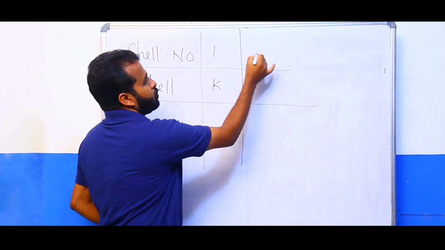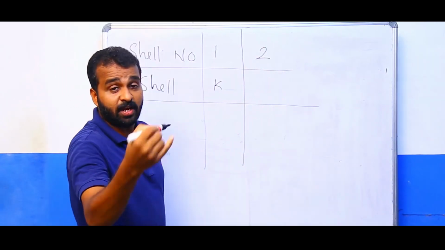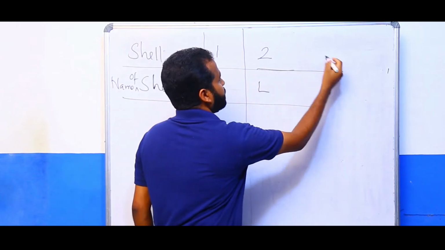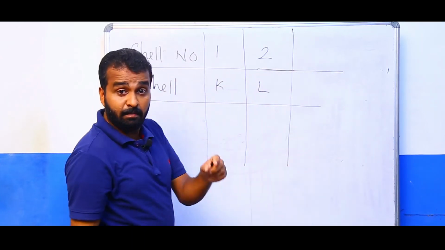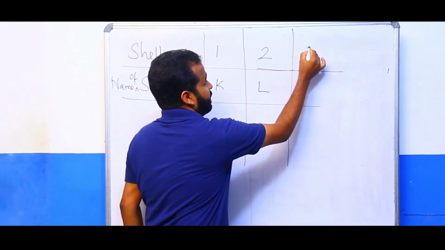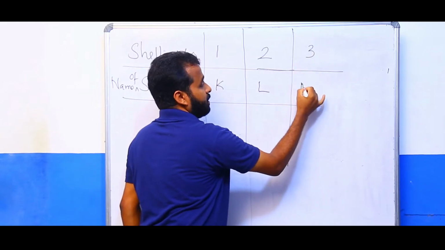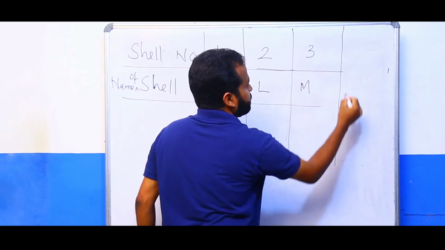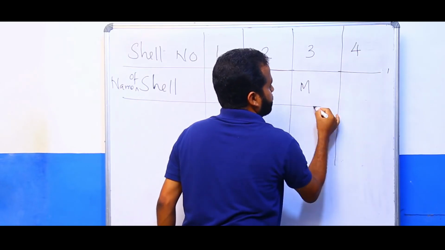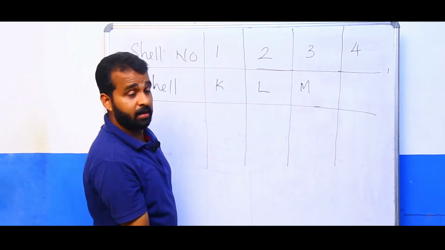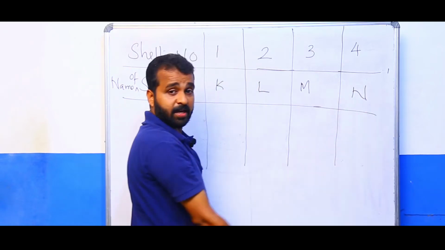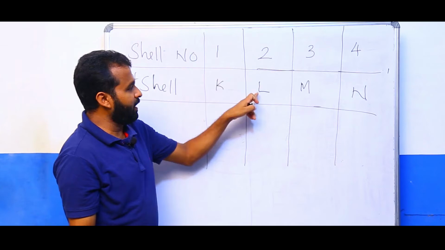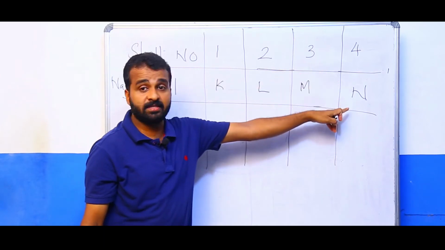Then shell number 2. Which is the second shell? L. Good. Then shell number 3, which is the third shell, M. And shell number 4, which is the fourth shell, N. Okay, good. So first shell is the K shell, second is the L, third is the M, and fourth shell is the N shell.